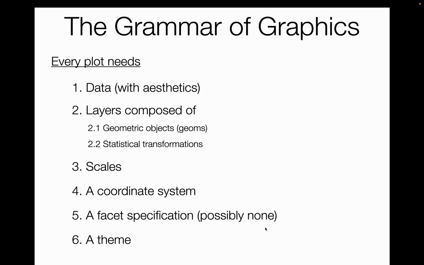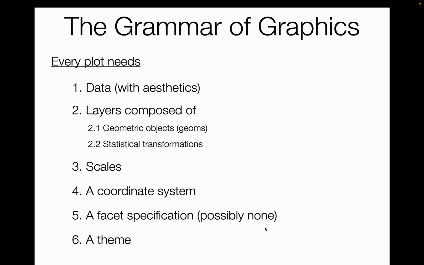Okay, so data with aesthetics, and then you have layers of a graph composed of geometric objects and statistical transformations. So points, lines, planes, and so on and so forth. I'll usually call them geoms. And then the statistical transformation is something like a histogram.